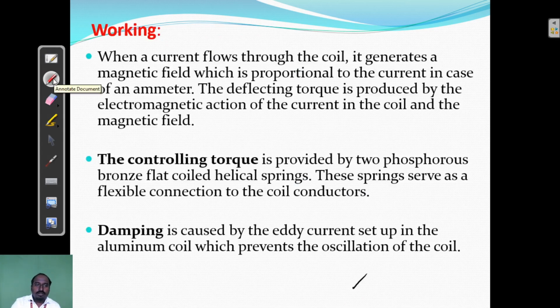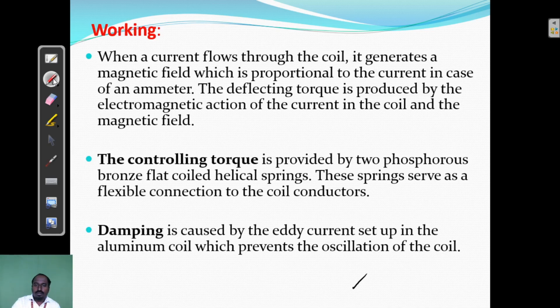Okay. Now the main thing is the working. So the working of a permanent magnet moving coil instrument. As we have seen in the principle of operation, when a current flows through the coil, it generates a magnetic field which is proportional to the current. Let us first take an ammeter as an example. An ammeter is used for measurement of current. So the parameter we are going to measure is current, and we are giving the current through the coil. Since it is a moving coil, it generates a magnetic field which is proportional to the current.